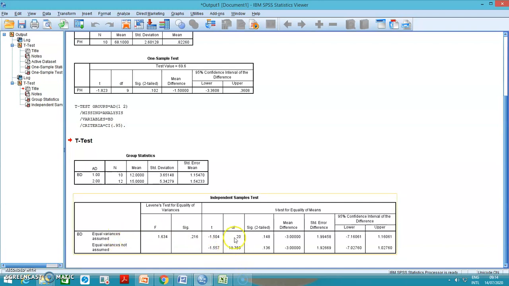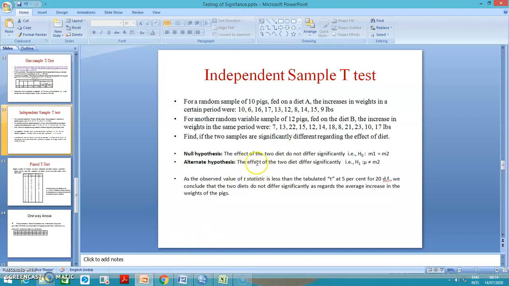It will generate results with equal variances assumed and with equal variances not assumed. Here also we need to see the test statistic value, and here also both are not significant. So what will be our hypothesis? The value is greater than 0.05, so the diets do not differ significantly. The null hypothesis is accepted and the alternative hypothesis is rejected in this case.